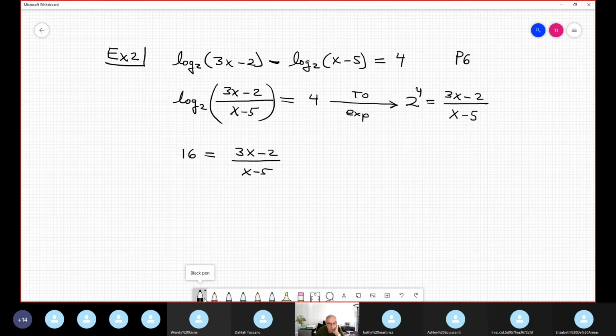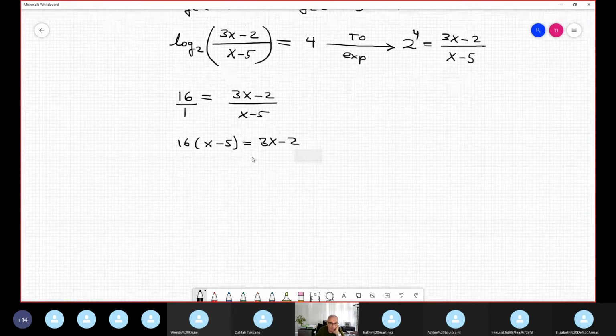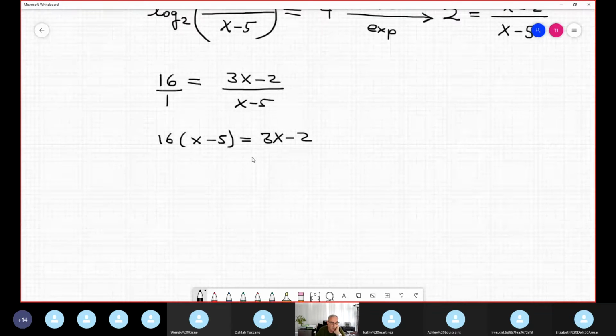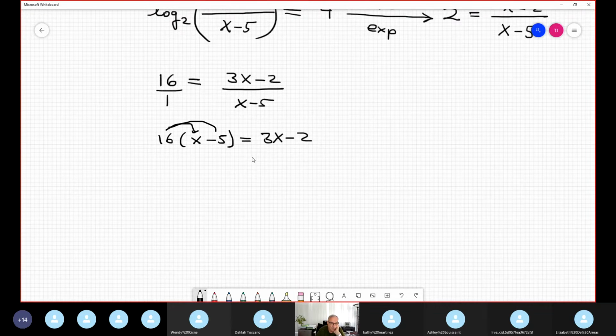That's a linear equation, but the only thing you should do is apply cross multiplication. You multiply 16 times this, and 1 times that, and 1, you know, is invisible. This is 3x minus 2. We are left with an easy elementary linear equation. Let's do it. Apply the distributive property: 16x minus 80, 16 times 5, is equal to 3x minus 2.